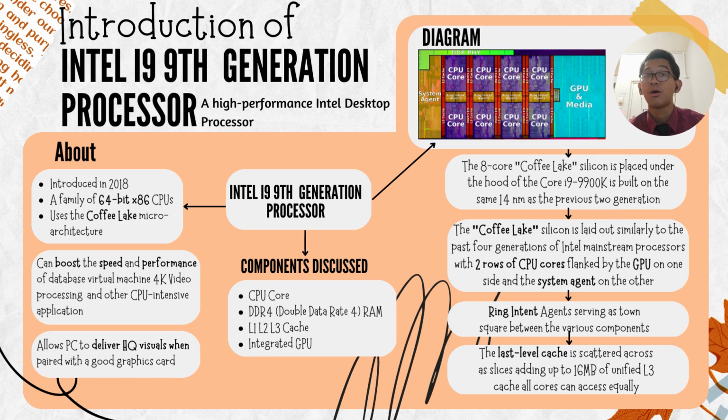This is the diagram of the Coffee Lake microarchitecture. The 8-core Coffee Lake silicon is placed under the hood of the Core i9. The Coffee Lake silicon has 2 rows of CPU cores flanked by the GPU on one side and the system agent on the other. The ring interconnect serves as a bridge between the various components. The last level cache is scattered across slices, adding up to 16 MB.